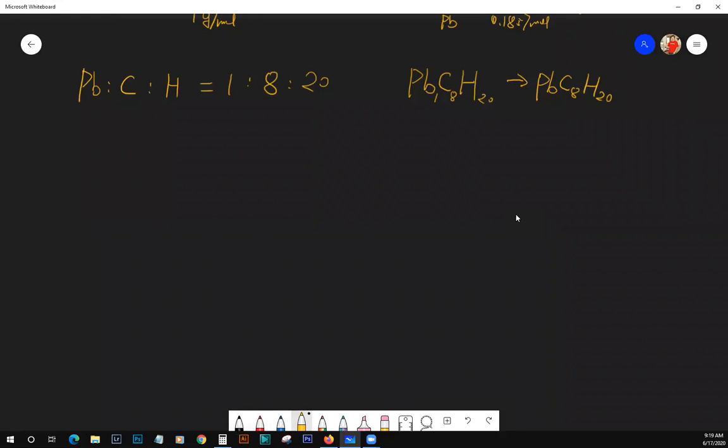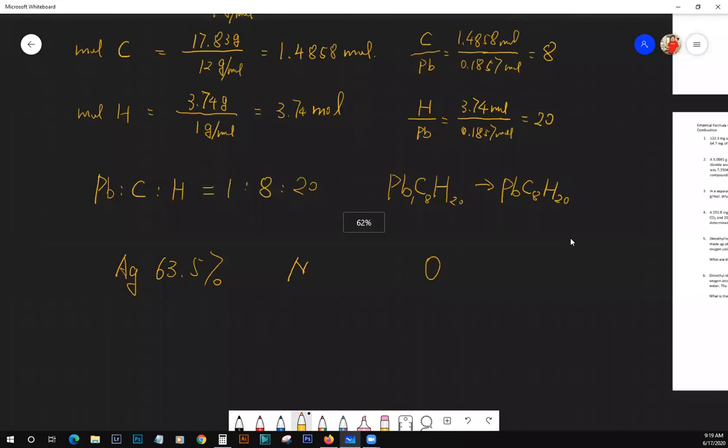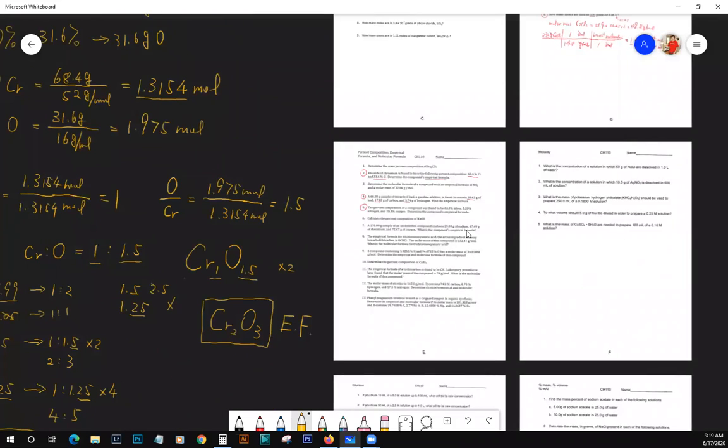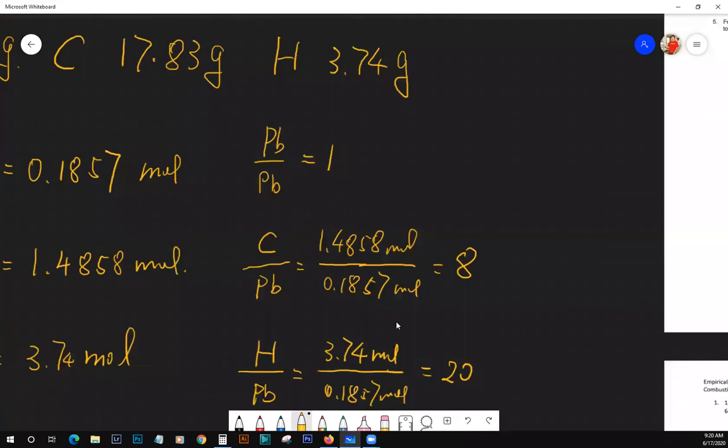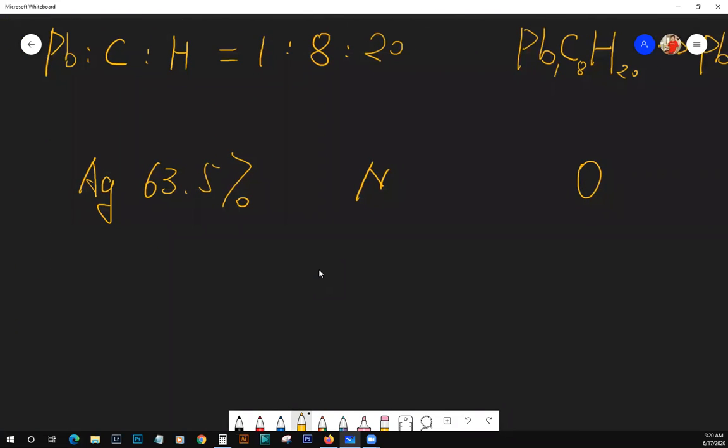Okay, so here we know we have silver, which is 63.5%. So what is the percentage for nitrogen? And what is the percentage for the oxygen? Sorry, would you mind typing in the chat? Okay, let me go back. So the percentages are silver 63.5, nitrogen 8.2, and oxygen 28.3%.